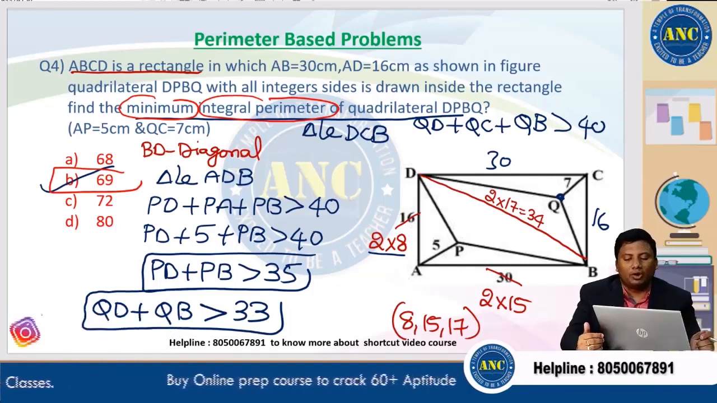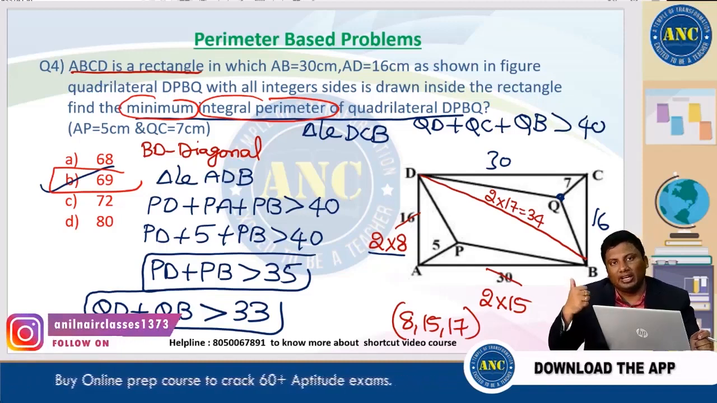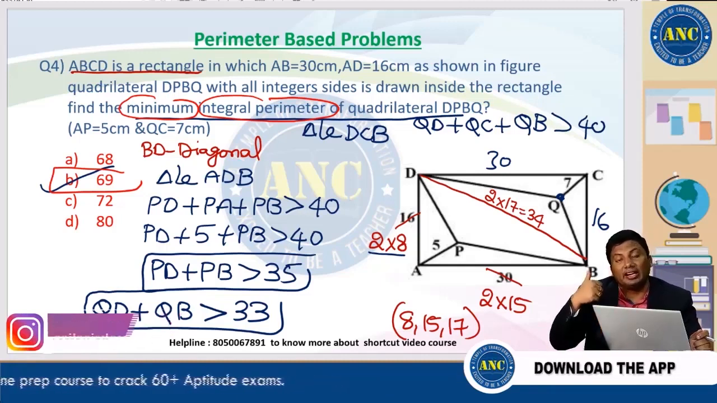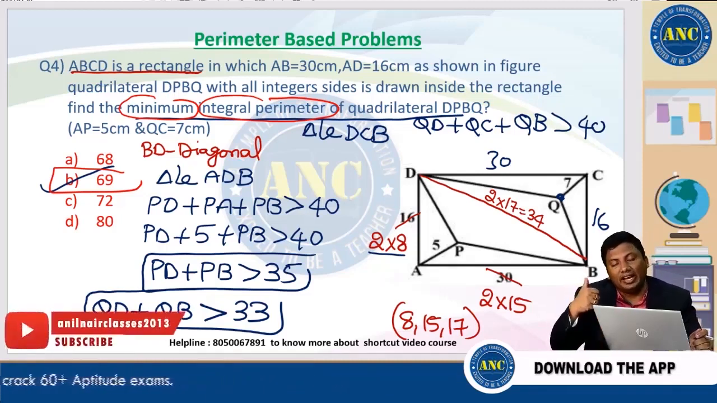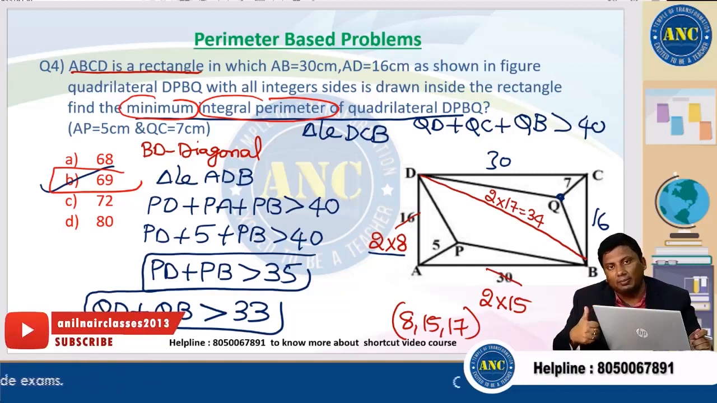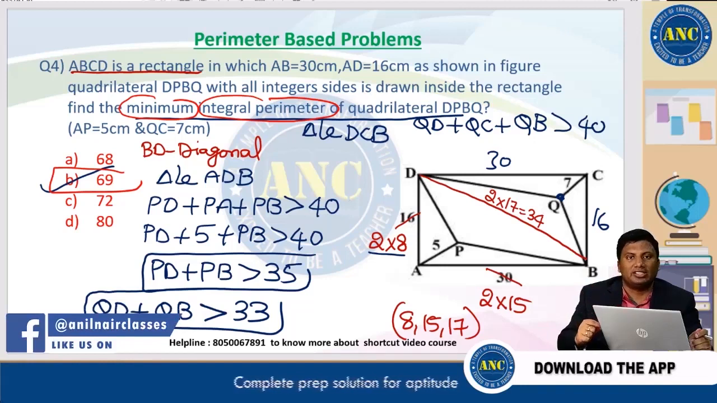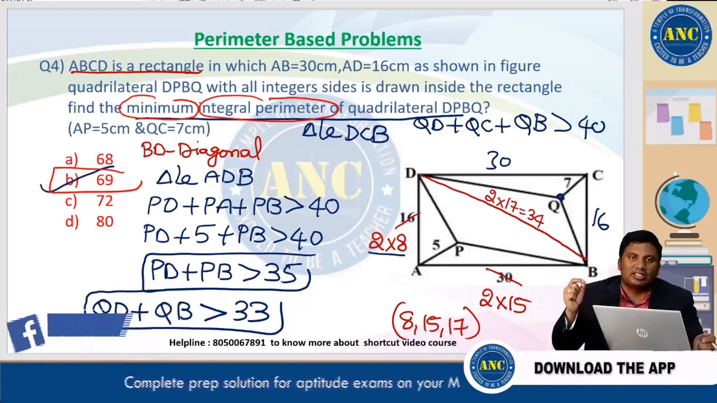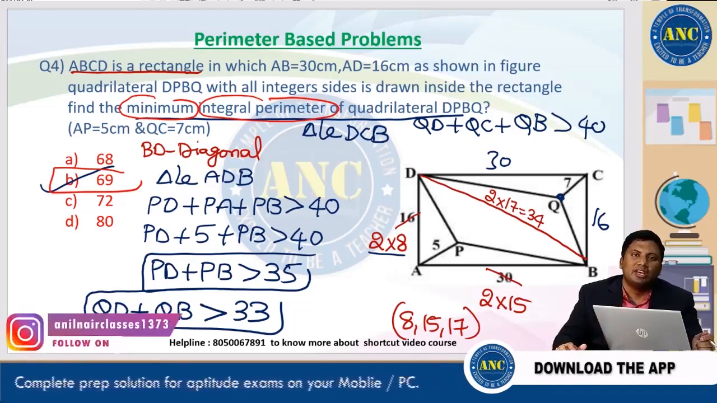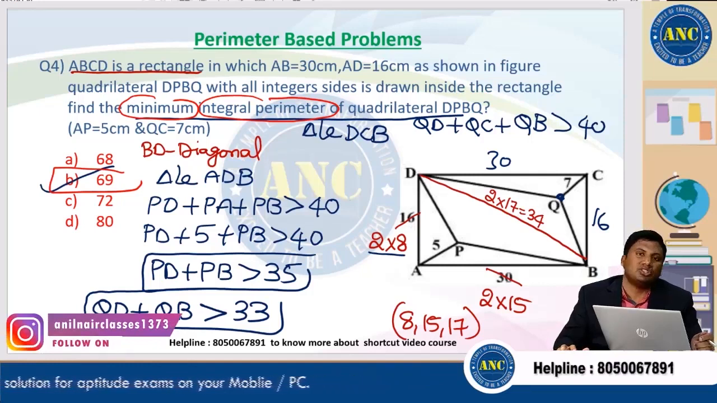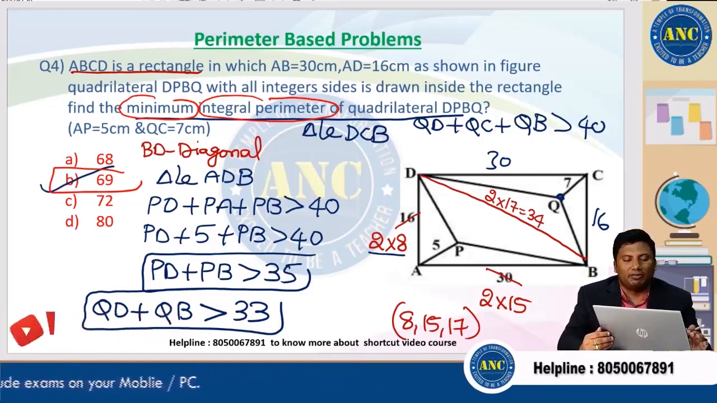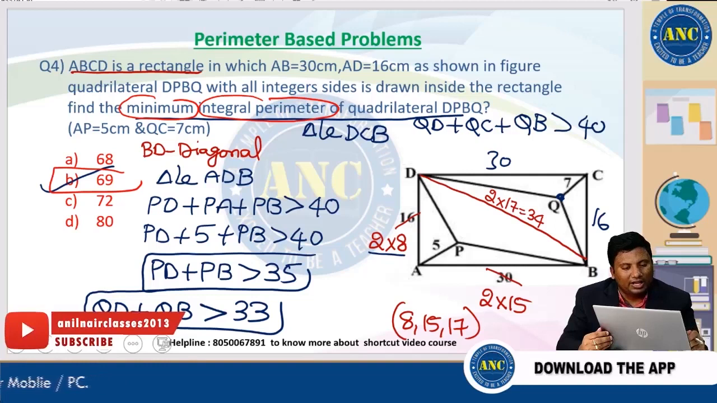Question number 4, I hope the concept is clear. Idea is to draw a rectangle and understand the concept. If I take any point inside the triangle ABC, the line drawn from the point to the opposite vertex, the distances, the sum is just greater than the semi-perimeter. Question number 4, I hope the idea is clear.